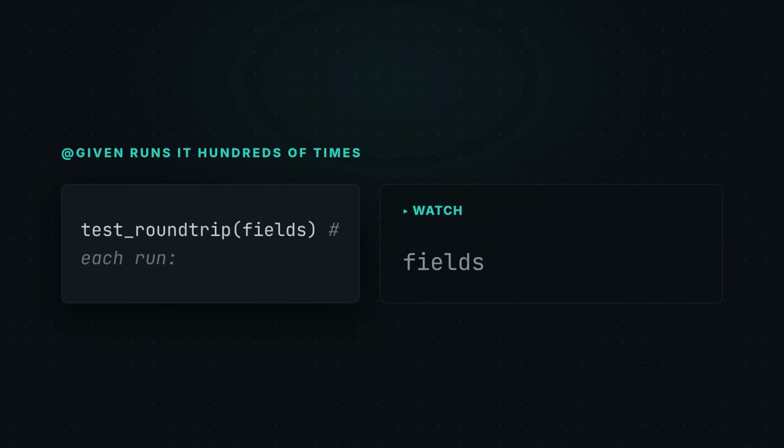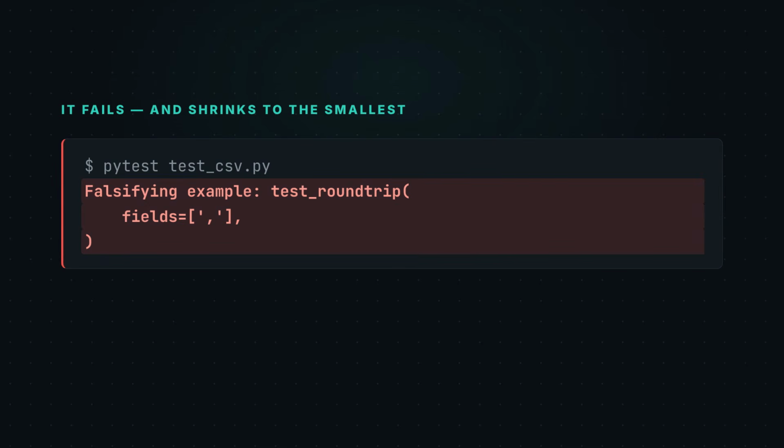And this is what given actually does. It calls your one test over and over, each time with different fields: an empty list, a couple of words, some strange Unicode, and eventually, that one. A list holding a single comma. You would never type that by hand. Hypothesis will.